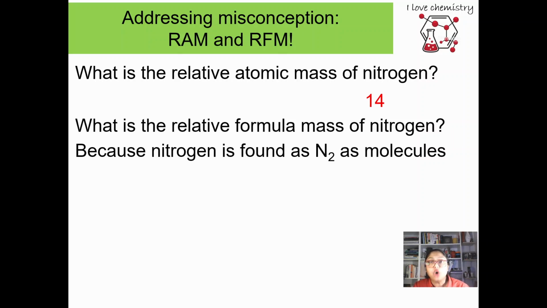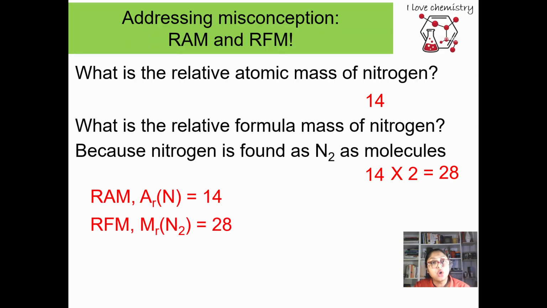Now, because nitrogen exists as N2 as a stable molecule, there are 2 nitrogen atoms in 1 molecule. So we have to multiply 14 by 2. So you get 28 as the relative formula mass of nitrogen. So in summary, relative atomic mass, or RAM or Ar, of nitrogen is 14. Relative formula mass, or RFM or Mr, of nitrogen is 28.